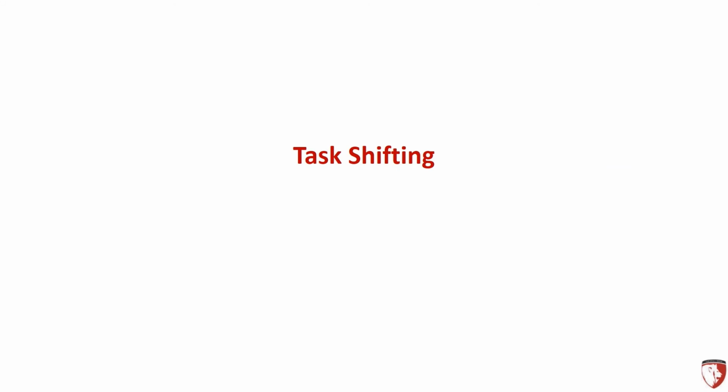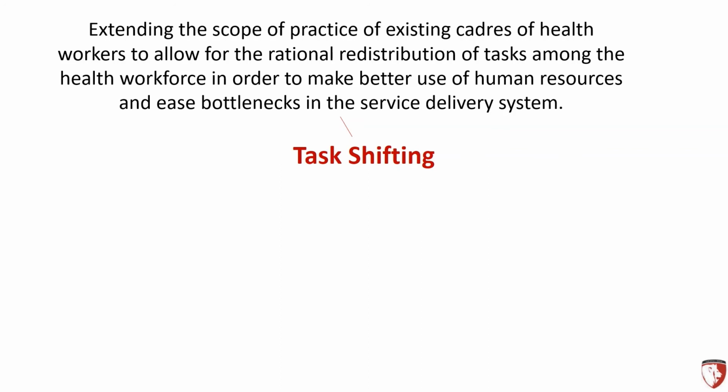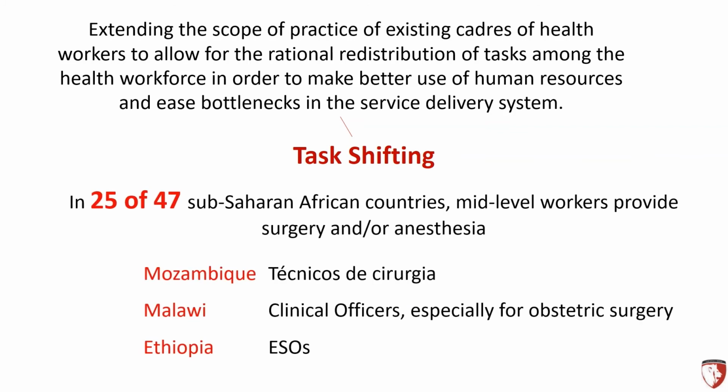To make up for the lack of surgical services, many countries in the developing world have adopted the task shifting model. Task shifting is defined as extending the scope of practice of existing cadres of health workers to allow for the rational redistribution of tasks among the health workforce in order to make better use of human resources and ease bottlenecks in the service delivery system by delegating certain medical responsibilities to less specialized health workers. 25 of the 47 sub-Saharan African countries have been utilizing these mid-level workers to provide surgery and anesthesia care.